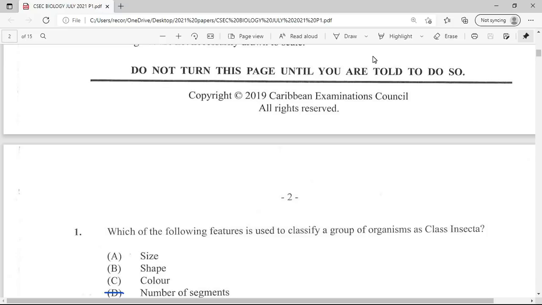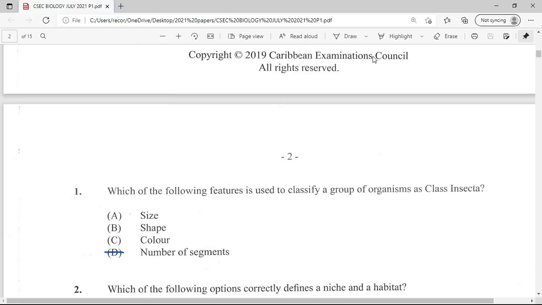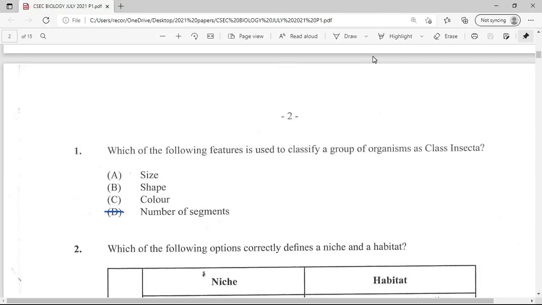As for color, insects have many colors. However, when we look at the number of body segments, if it is an insect, the body is always going to be divided into three parts. Some might have two pairs of wings. They'll have antennae. They will have compound eyes, and in some cases, I think ommatidia. Those are the micro eyes. So the most appropriate answer here is going to be D.